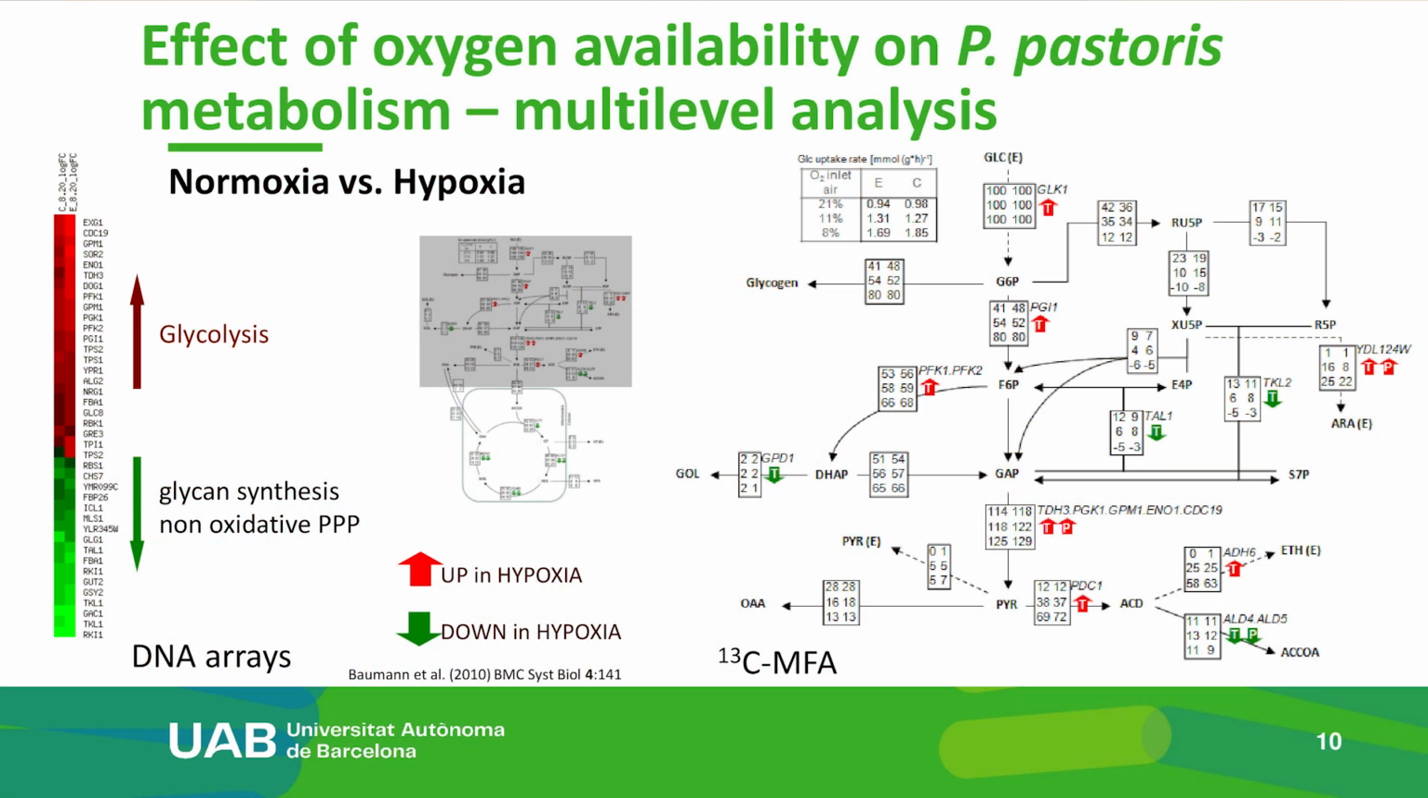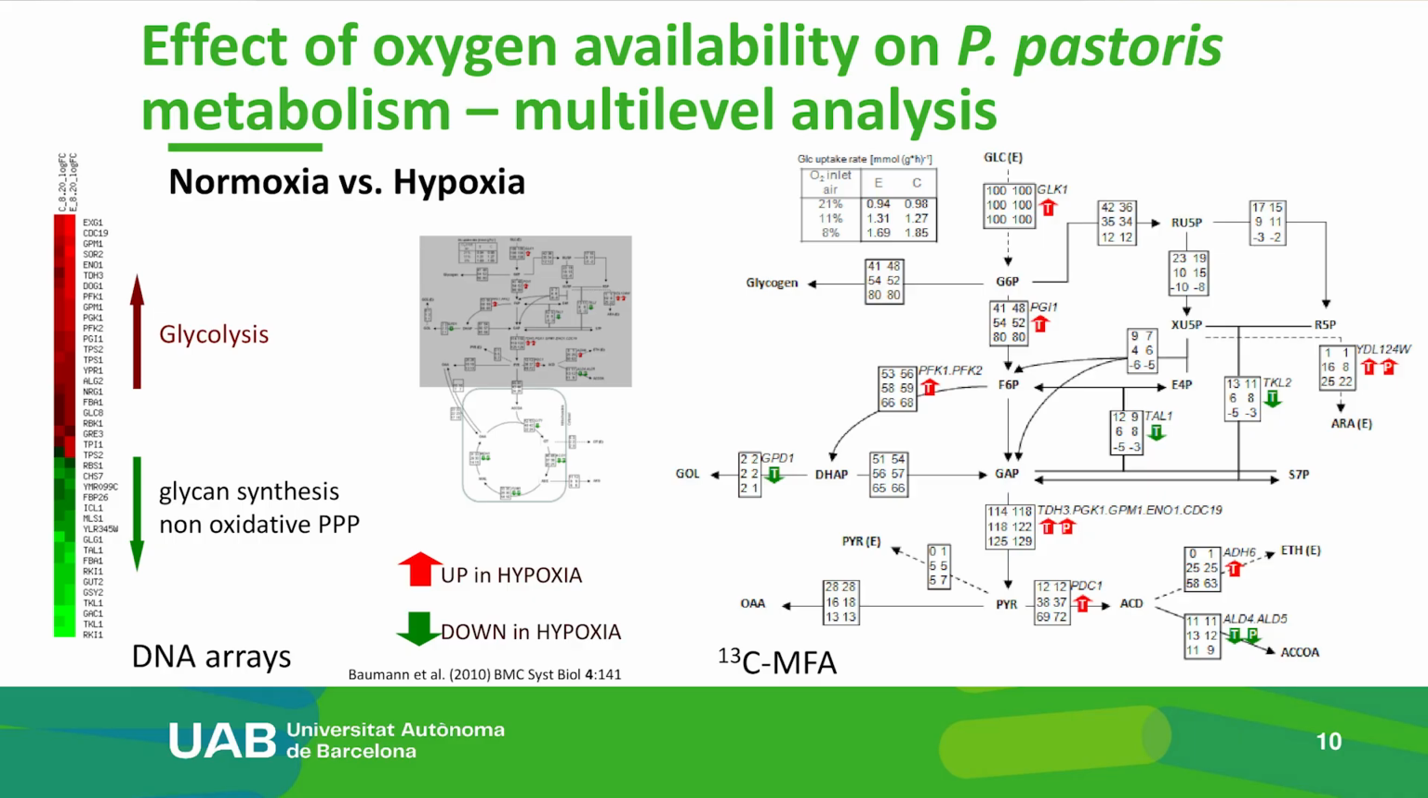So we did multi-level analysis using DNA arrays, proteomics, and metabolic flux analysis, and we discovered that under hypoxia, glycolysis is transcriptionally regulated. Under hypoxic conditions, all of glycolysis is upregulated, which is very different from what happens in Saccharomyces cerevisiae, where the regulation is more at the metabolic level. So no wonder we got an improvement in protein production, because we were using a glycolytic promoter.